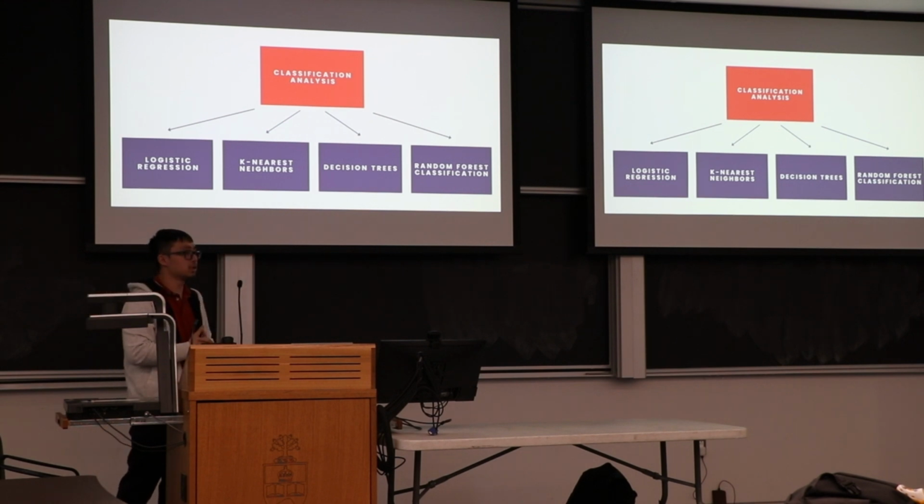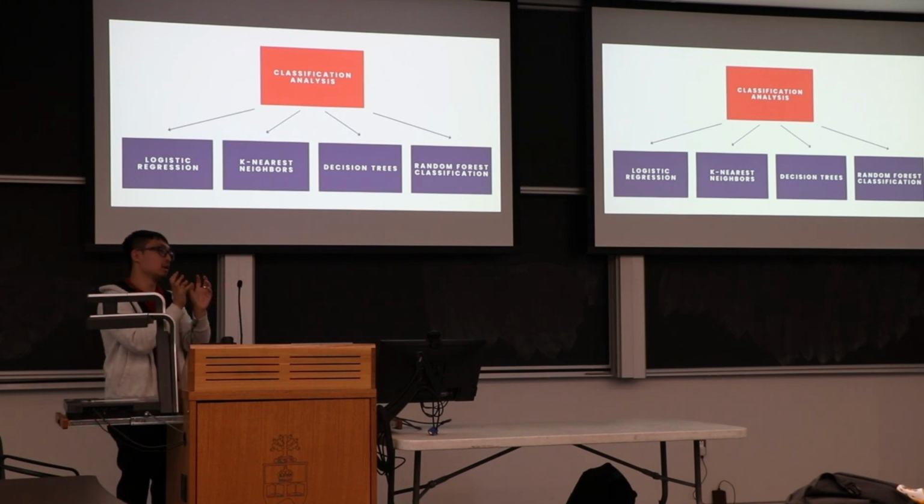And the third one is decision trees. Also as shown in the first slide, decision trees basically partition your data space into multiple subspaces. And random forest classification just adds a little bit of randomness to the decision tree and combines a bunch of decision trees into one.